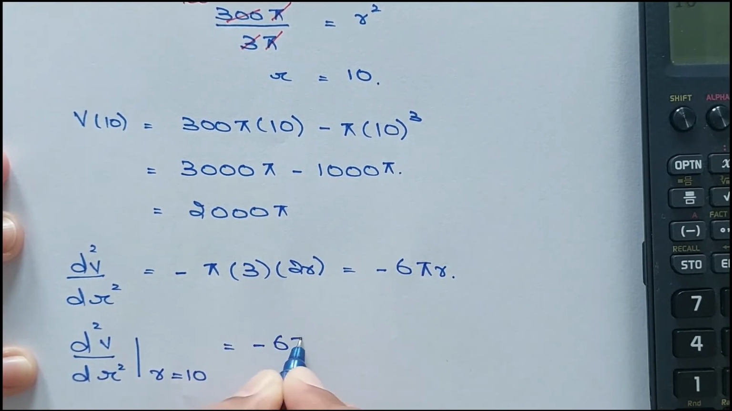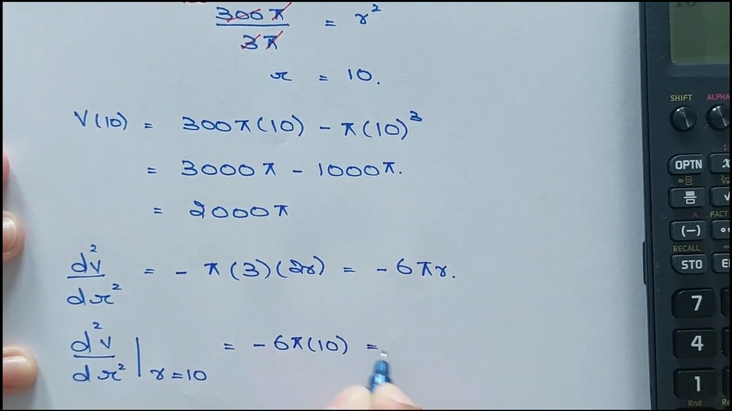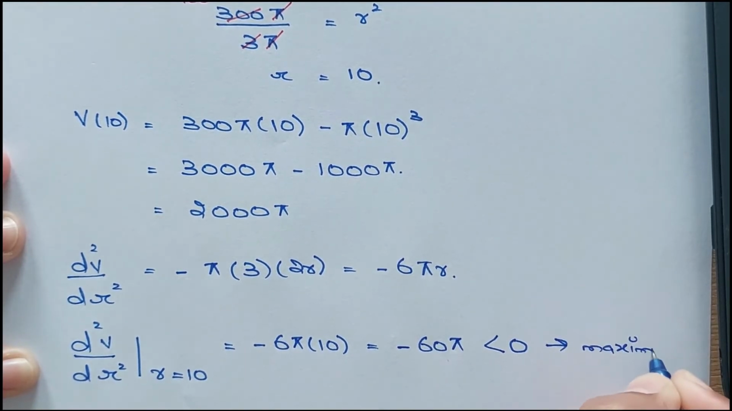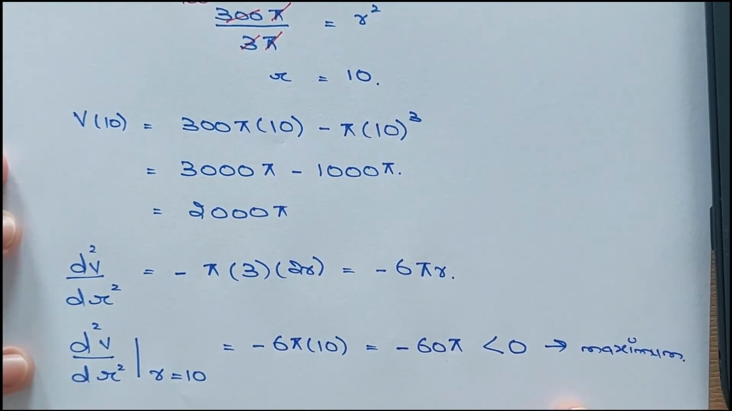is equal to minus 6 pi times 10. 6 times 10 is 60, so minus 60 pi. This is less than 0, so it means the stationary point is a maximum. When the second derivative is negative, it is a maximum.